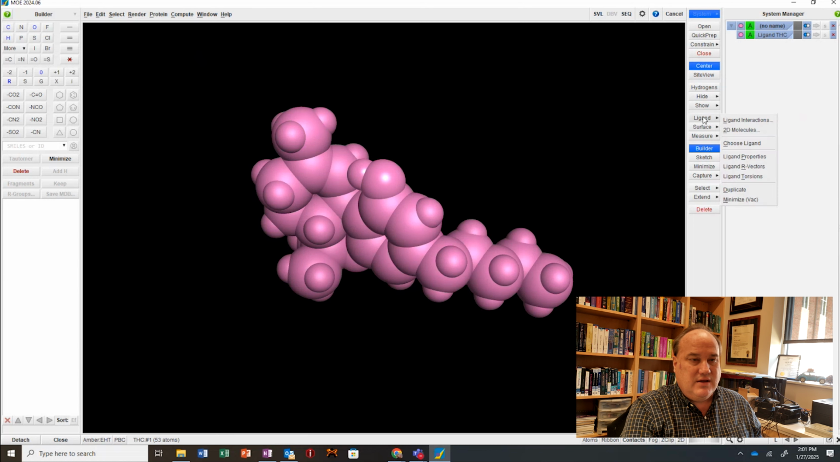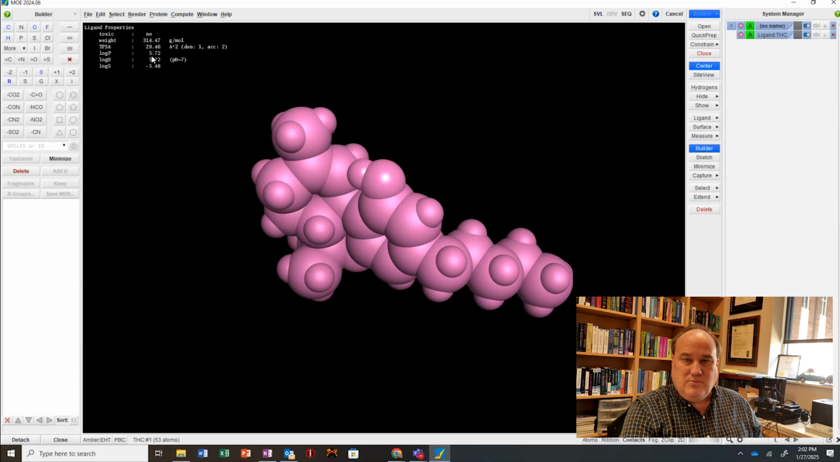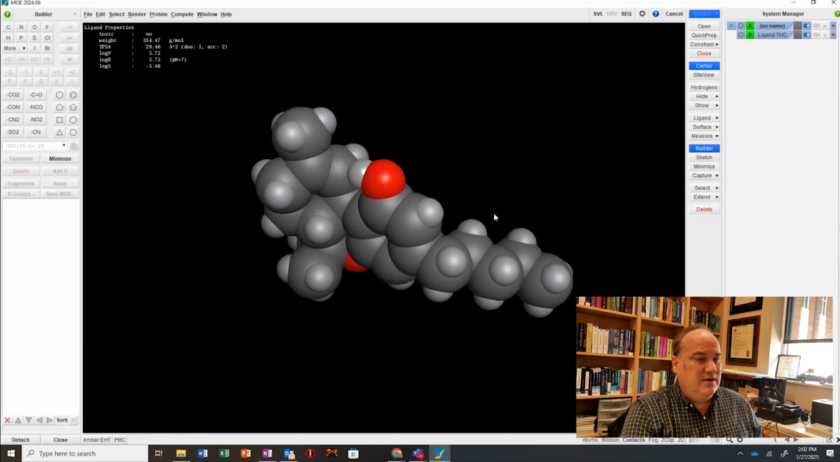If we look at the ligand properties right here, we can also look at the log P, and the log P is the octanol water partition coefficient. That is 5.72. The higher the log P, the more hydrophobic the compound is. The lower it is, the more it tends towards the water phase. So if it's less than 1, it's going to be more of a polar compound. Well, 5.72 is very hydrophobic, mainly attributed to all these carbon atoms.